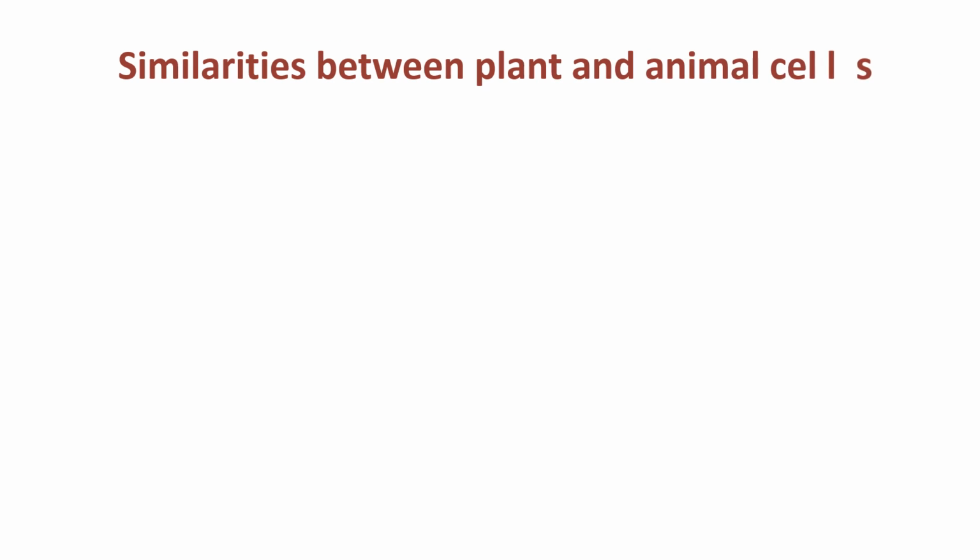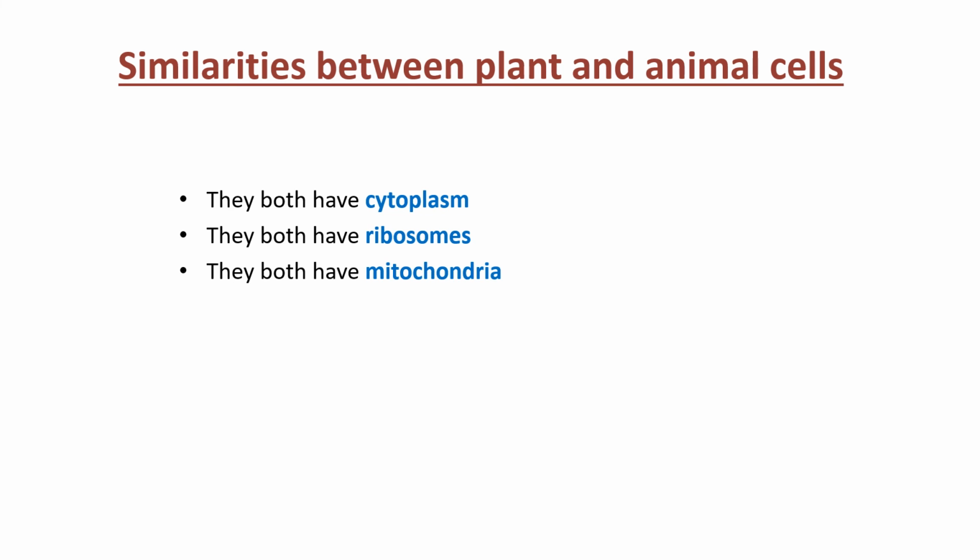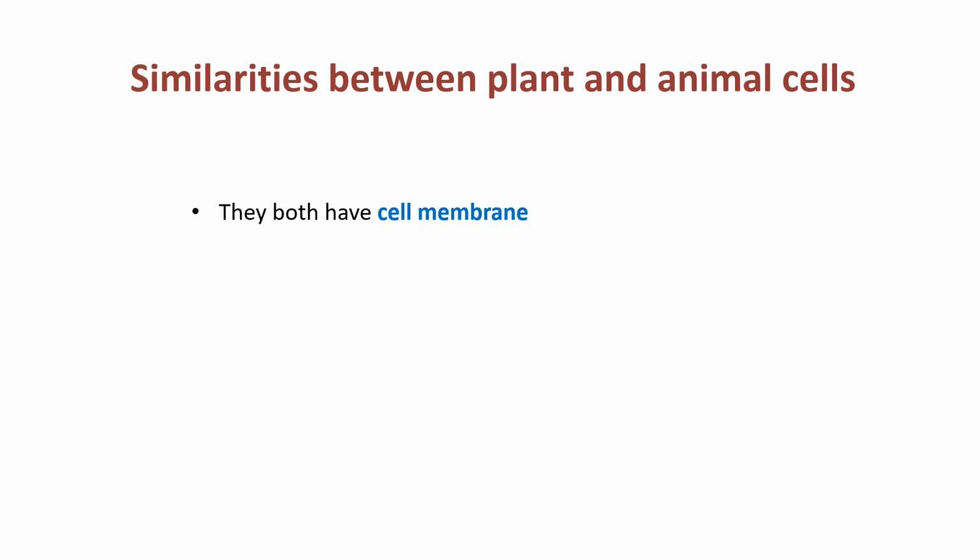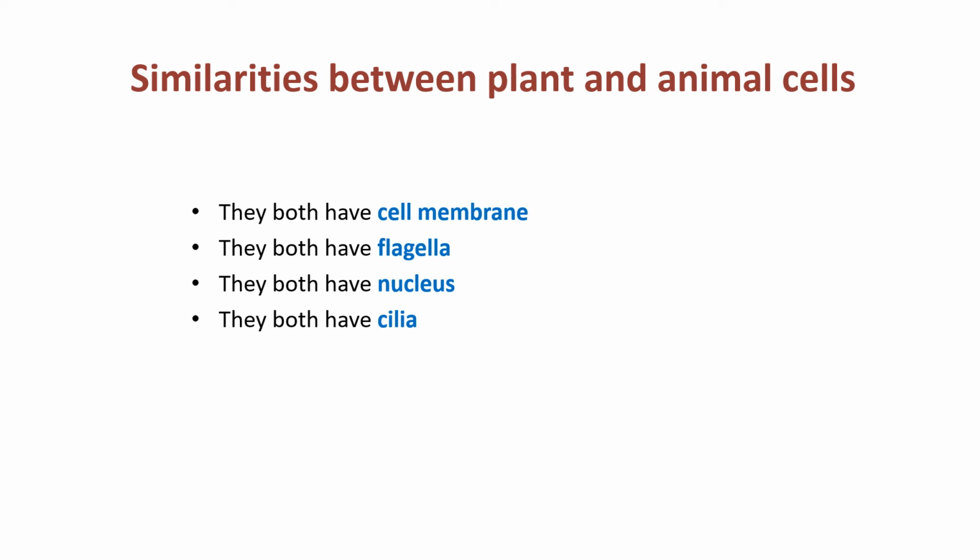Similarities between plant and animal cells. They both have cytoplasm. They both have ribosomes. They both have mitochondria. They both have plastids. They both have cell membrane. They both have flagella. They both have nucleus. They both have cilia.